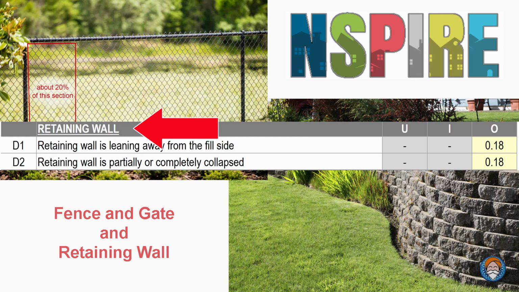There are two retaining wall defects, each worth 0.18, just like a fence defect. Call it 0.2 of a point when we're inspecting a 100-unit property. Deficiency 1, a retaining wall is leaning away from the fill side. Deficiency 2, a retaining wall is partially or completely collapsed. Now, that's it for our fence and retaining wall deficiencies.